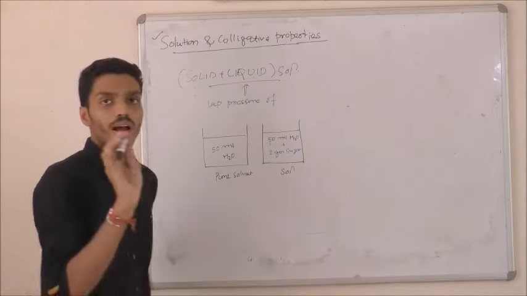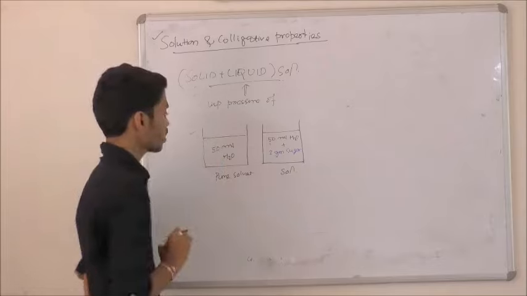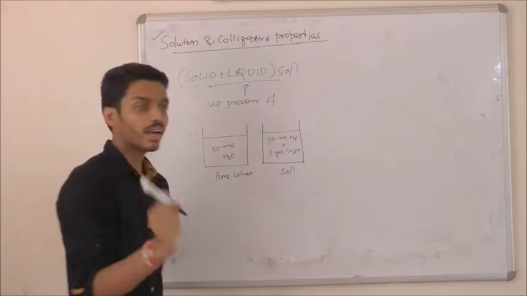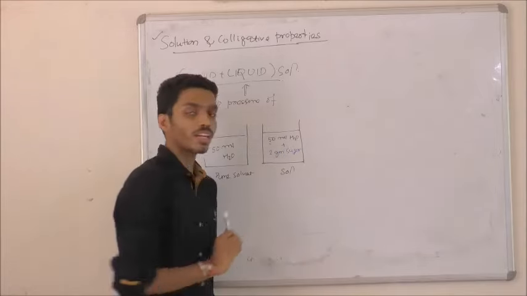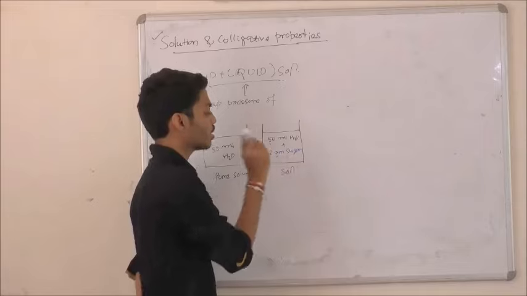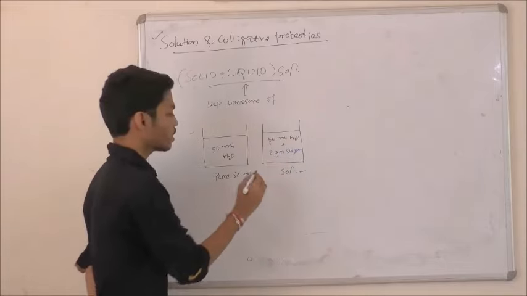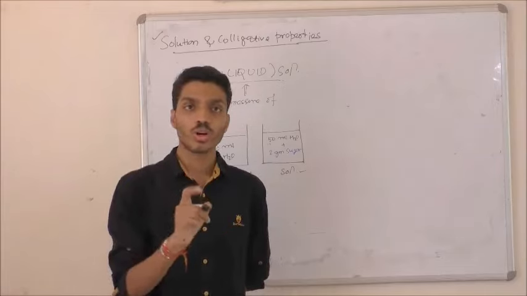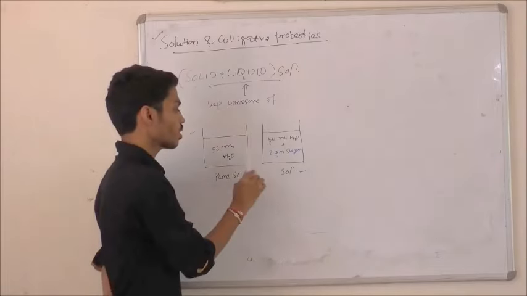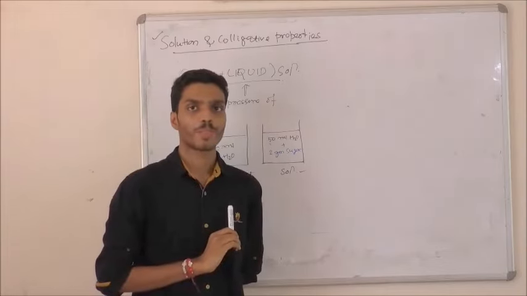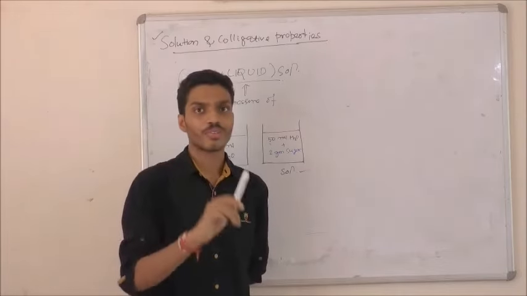Okay, so I have taken two examples. In one container 50 ml of H2O is present and in another container 50 ml of H2O is there, but we added 2 gram of sugar to this one. So this is a solution and this is a pure solvent. Students, can you tell me whether the vapor pressure in both containers will be the same or different? The answer is it will be different.